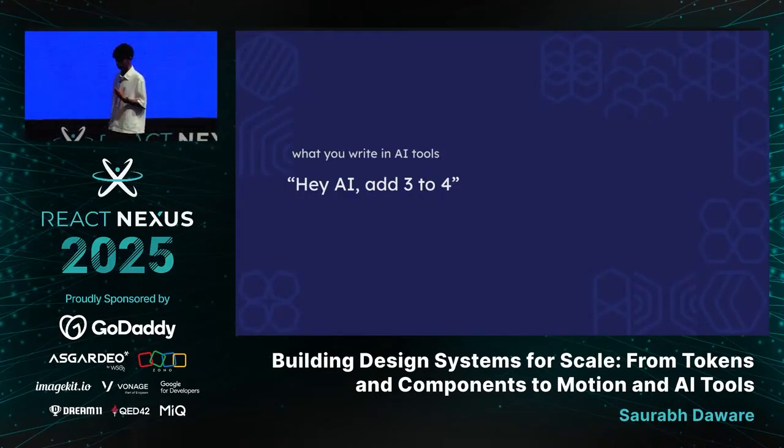But what you want to do is execute something when this prompt comes. And there's no standard way to say that when a prompt looks like this, maybe execute this function. And MCP comes in and introduces that standard.